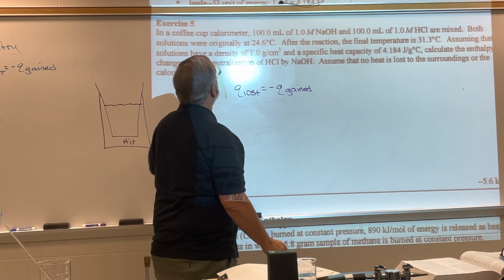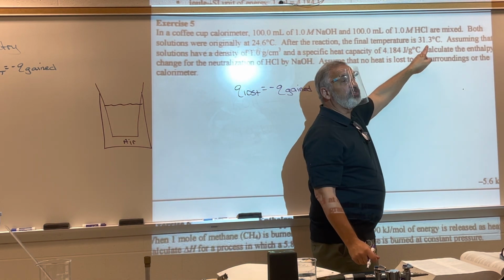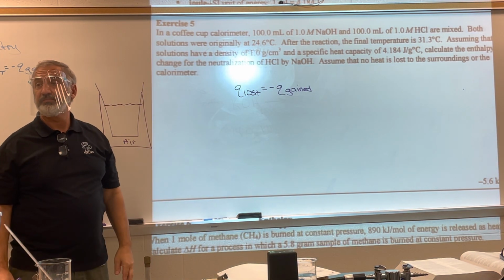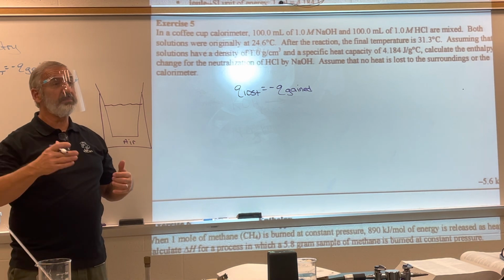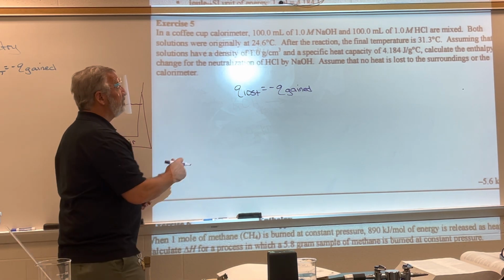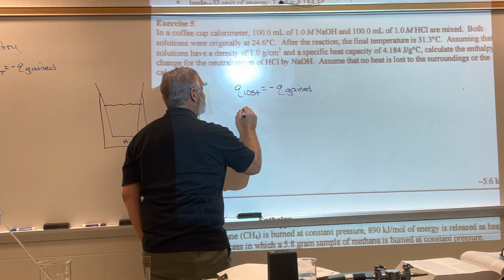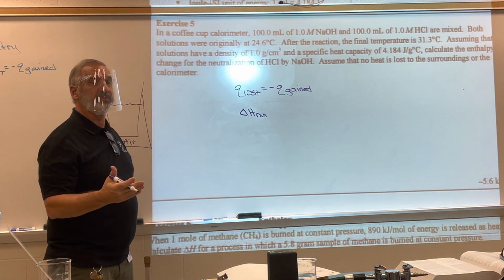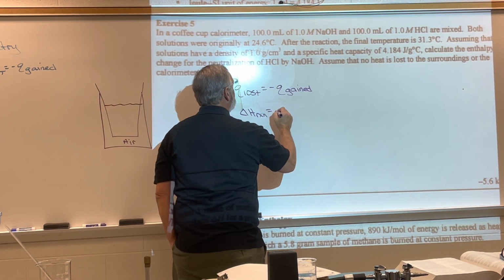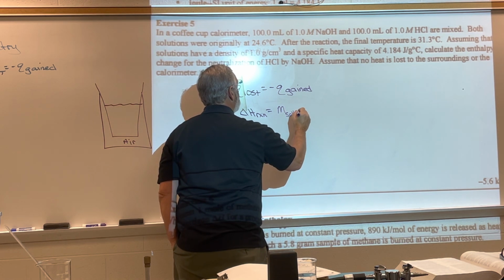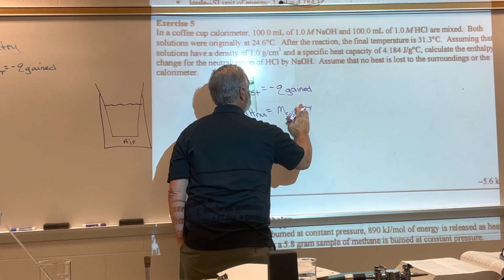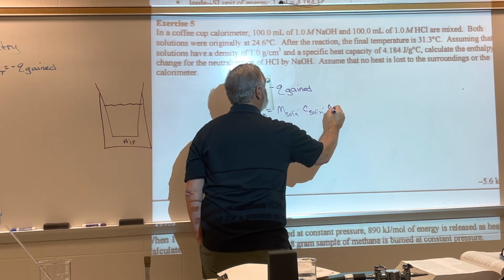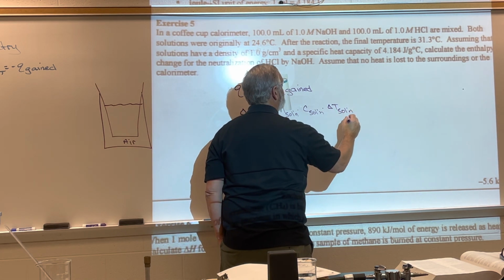Now, we started at 24.6, we went to 31.3, so that means it's going to be an endo or an exothermic reaction. Exothermic. Temperature went up, it got hotter. Okay? So my Q lost is going to be my delta H of the reaction. The reaction is what's supplying the energy. And it's going to equal the mass of the solution times the specific heat of the solution times the change in temperature of the solution.